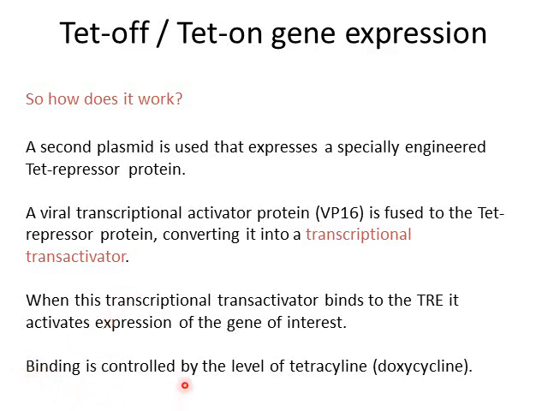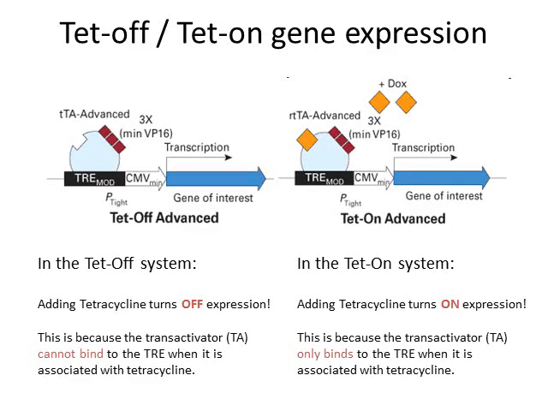Importantly, and this is how the entire thing works, the binding of the TET repressor protein to the TRE element is controlled by the level of tetracycline or doxycycline that's present in the actual media, the growth media of the cells. It's quite difficult to explain that verbally, so let's have a look at a figure and hopefully that'll help clarify what I've just been saying. Let's start with the TET on system, because I think conceptually it's a little easier to realise what's going on.